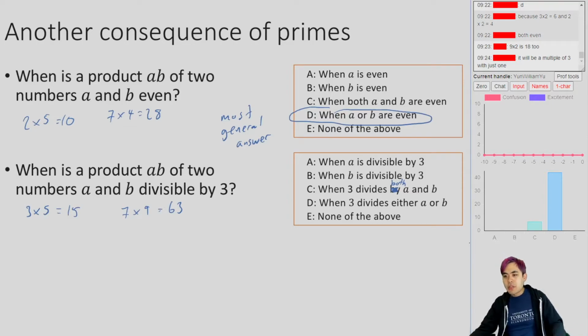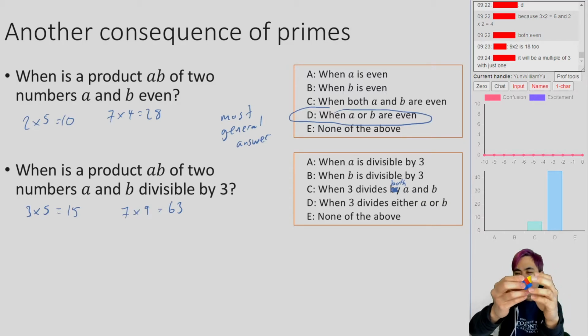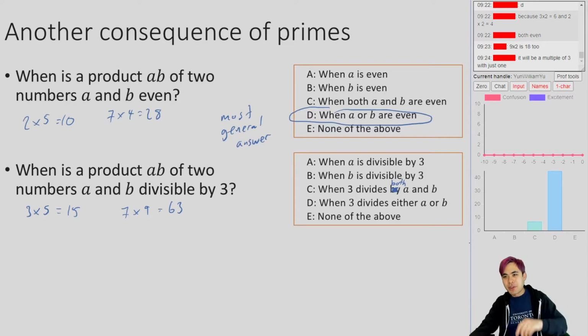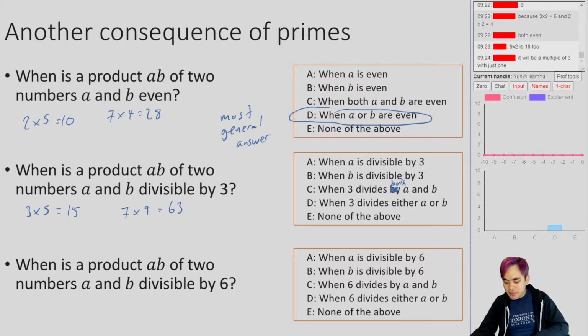Okay, so somehow the analogy here is that if you're looking at a Lego like this, if it's a prime number, well, I'm getting ahead of myself. Let me ask one more, and we'll see what people say. Well, I may have given away the punchline. So what about the product AB of two numbers A and B divisible by 6? Is it when A is divisible by 6, when B is divisible by 6, when 6 divides A and B, when 6 divides either A or B, or none of the above?